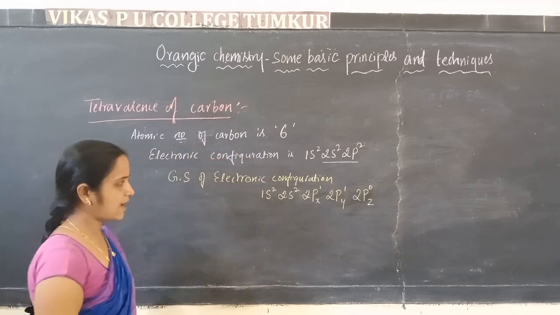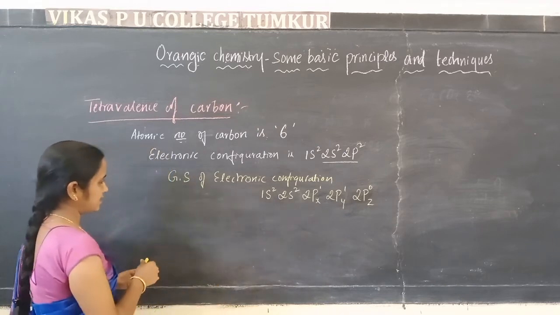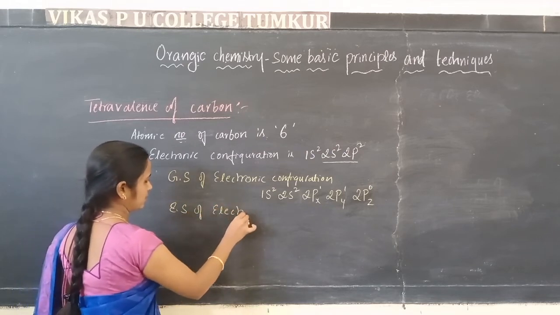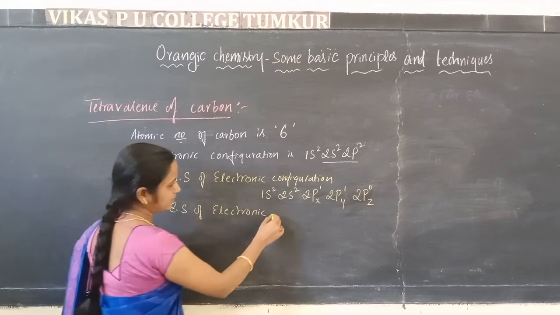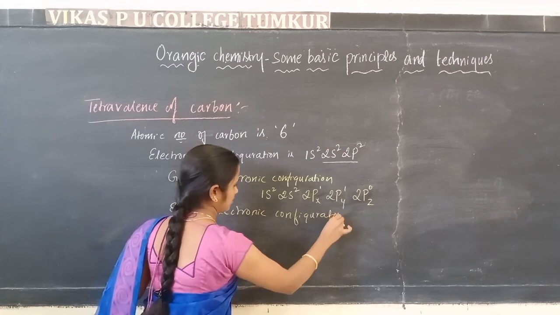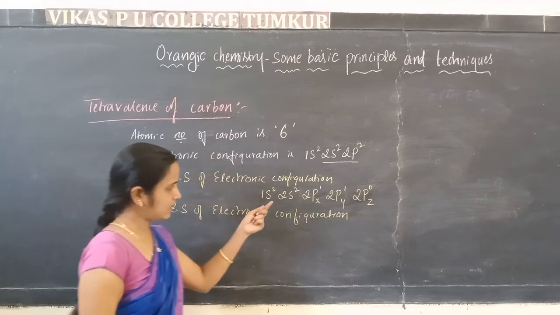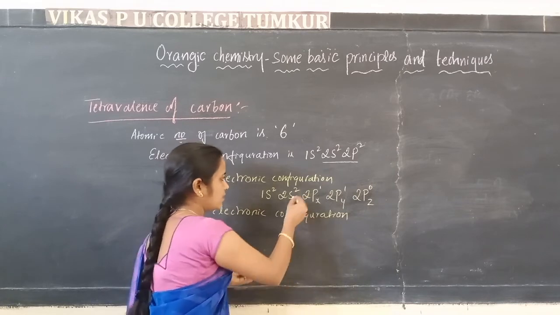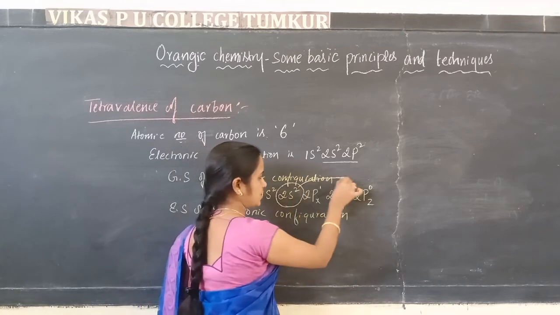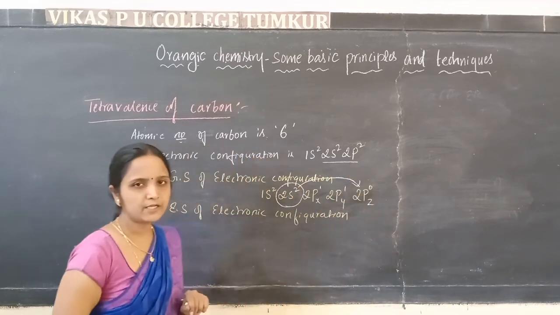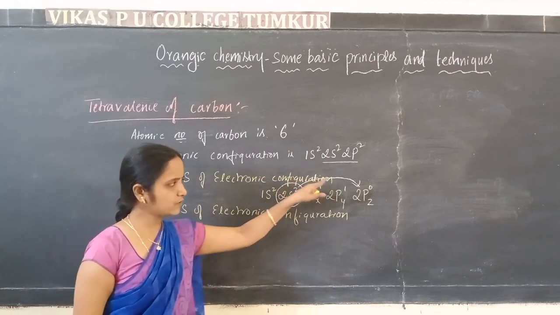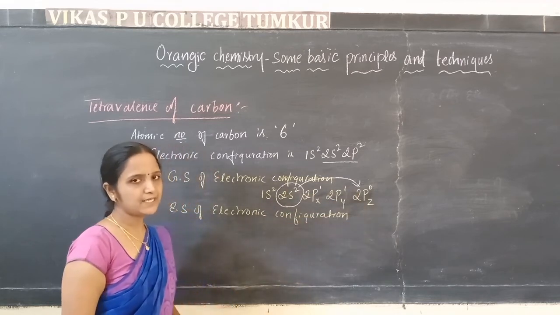In the excited state of the electronic configuration, one electron from the 2s level jumps to the 2pz orbital. The electron from the 2s orbital is excited to the 2pz orbital.